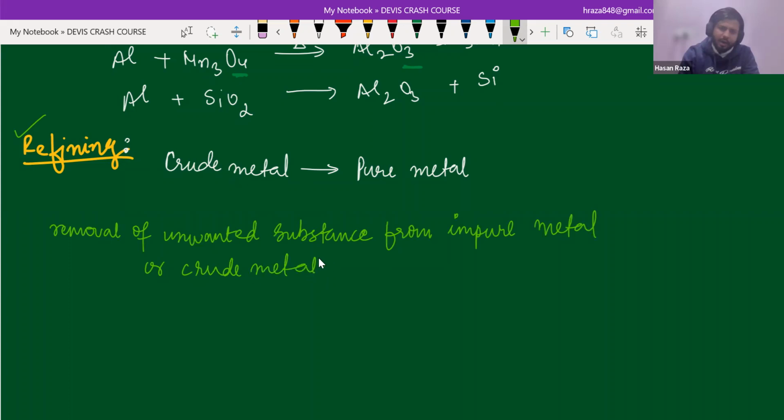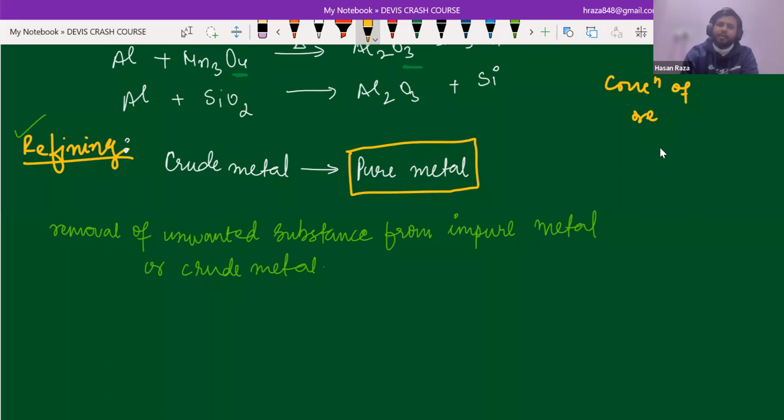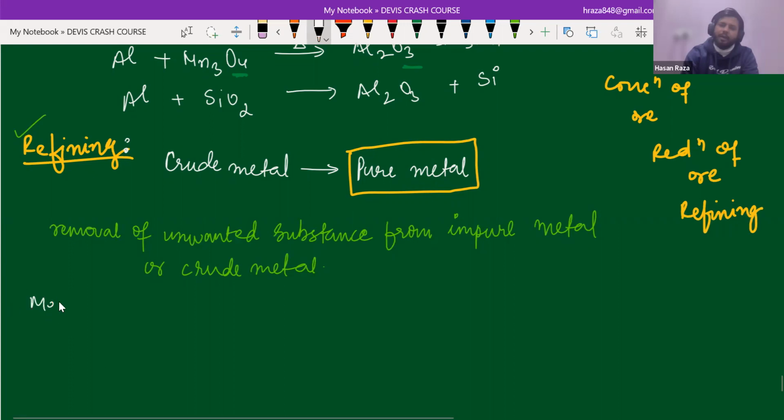So after reduction, you get crude matter, and we do refining to remove some of the unwanted substances from the crude metal, and then you get pure metal. So what is the process? First is concentration of ore, then reduction of ore, and after this you do refining. And there are a number of methods for this refining, which you can see.